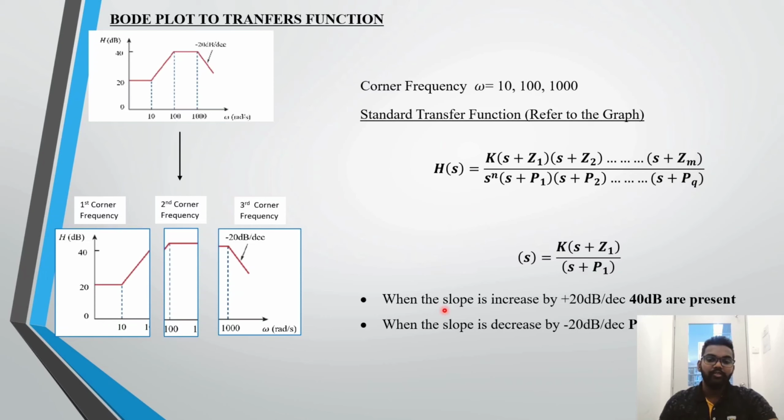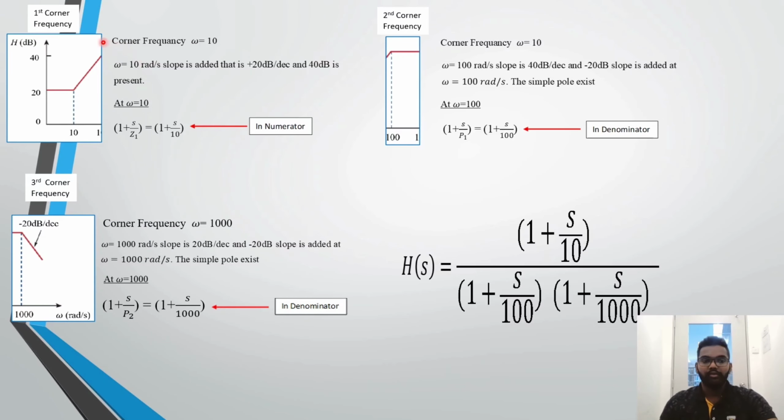As we know, when the slope is increased by 20 decibel, 40 decibel are present. When the slope is decreased by negative 20 decibel, 40 decibel are present. In detail, for the first corner frequency, this is the equation. For the second corner frequency, this is the equation. For the third corner frequency, this is the equation. From all three, we combine to become one general equation, which is 1 plus s over 10, multiplied by 1 plus s over 100, times 1 plus s over 5000.